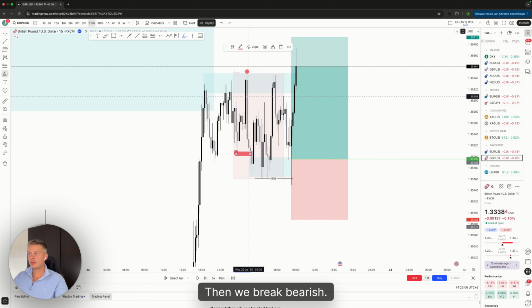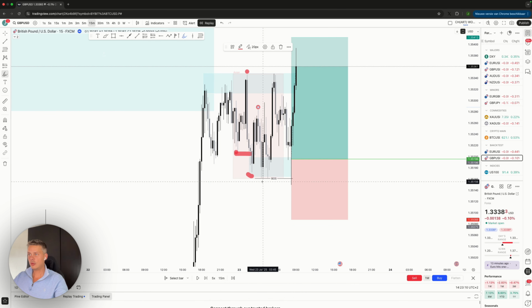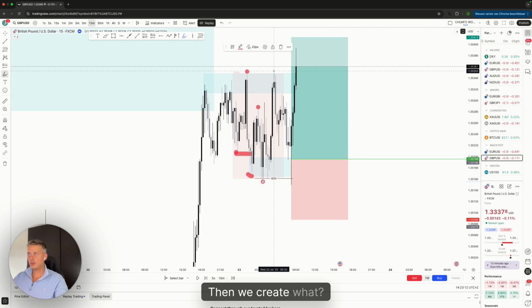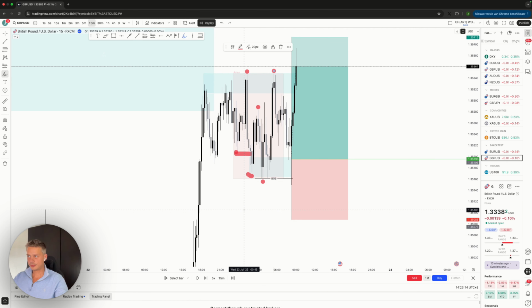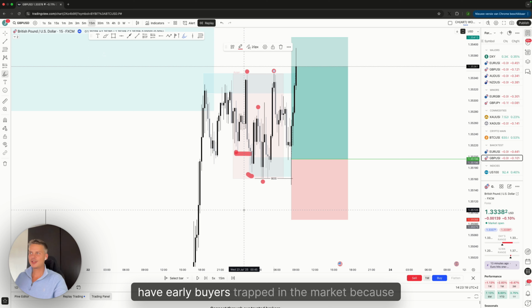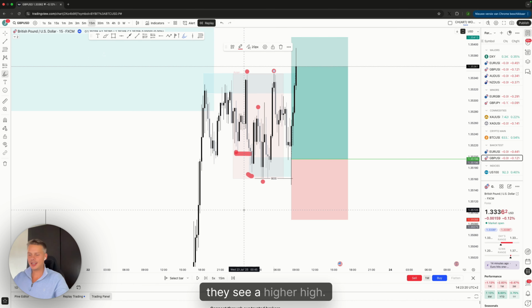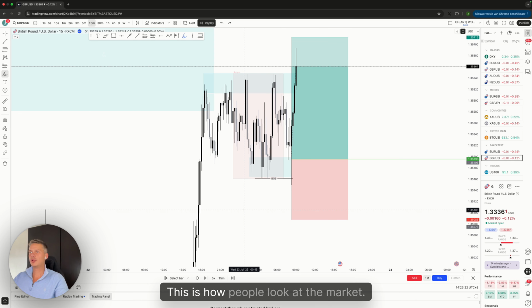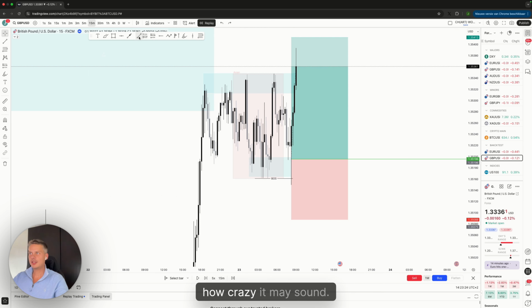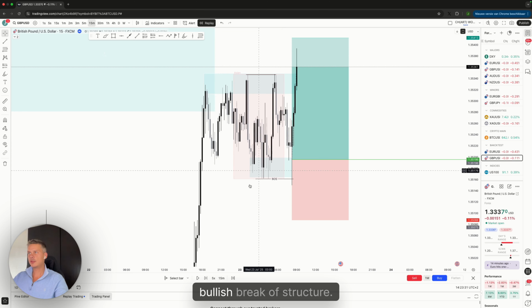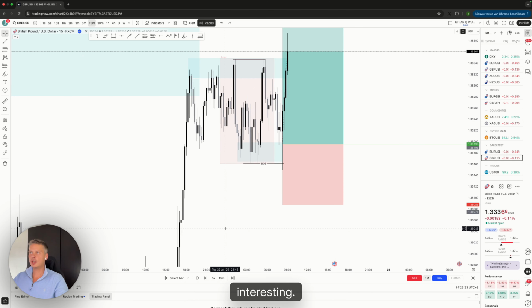Then we break bearish, right? We have a high, we have a low. We have a high, lower low. Then we create what? A higher high. So we already have early buyers trapped in the market because they see a higher high. This is how people look at the market, honestly. How crazy it may sound, this is how people look. The tiniest of breaks is for them enough. Bullish break of structure. Okay, interesting.